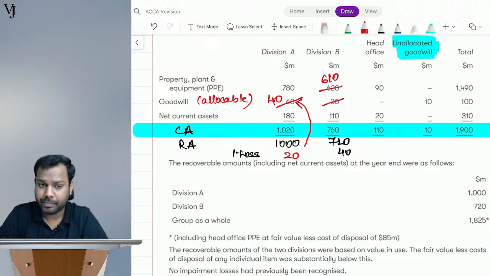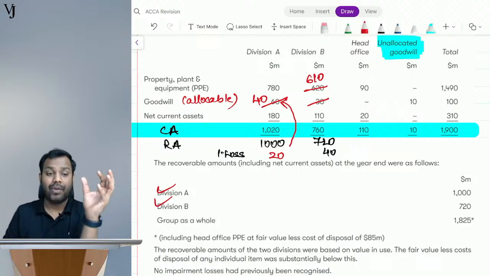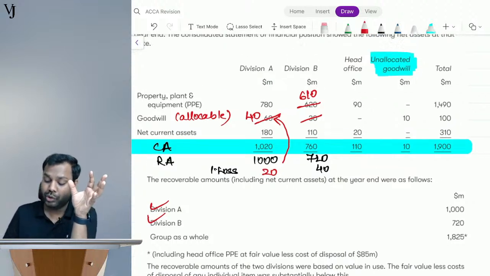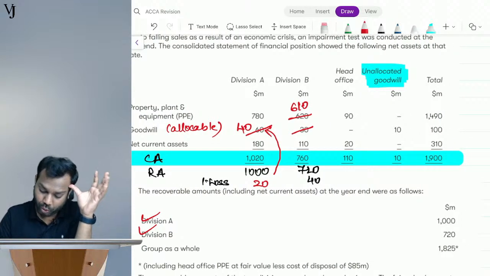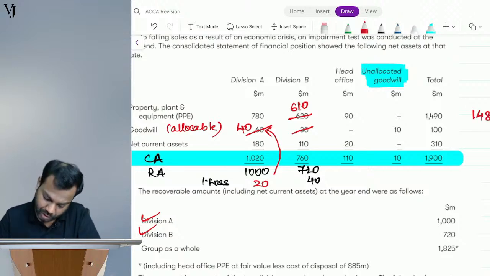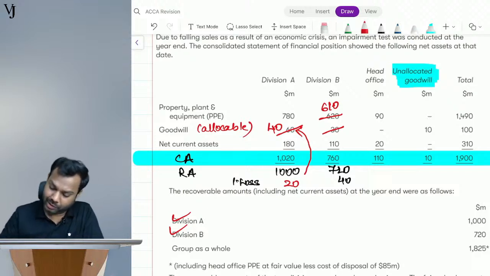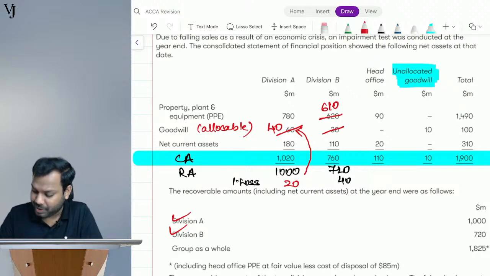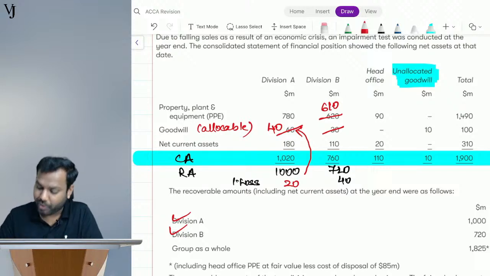So division A and division B are impaired. Now I will test the whole of the CGU, the whole entity, for impairment. The whole PPE is how much? 1480. The whole goodwill is how much? 40 plus 10, 50. The whole net current assets is how much? 180. This remains the same, 310. So please add it up: 1480 plus 50 plus 310 is 1840, the carrying amount.